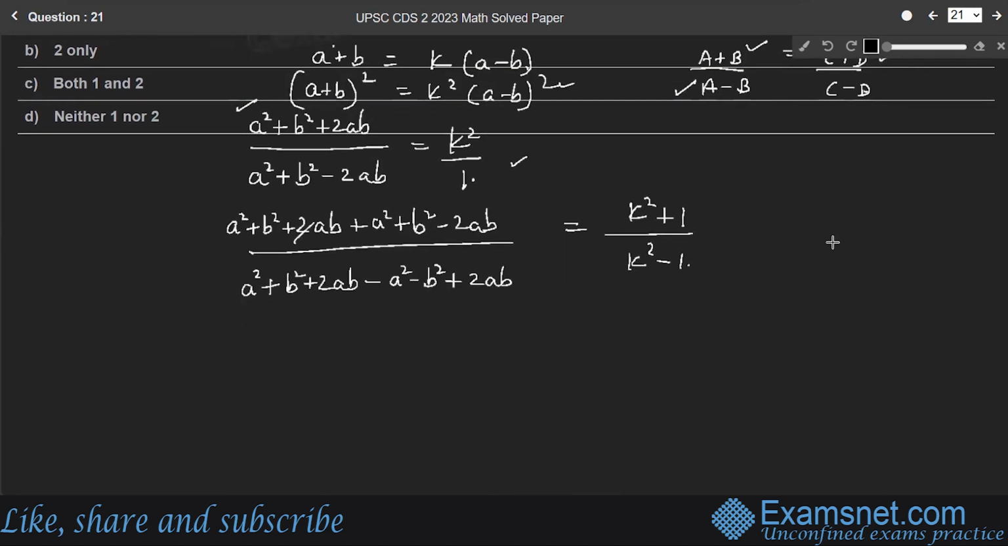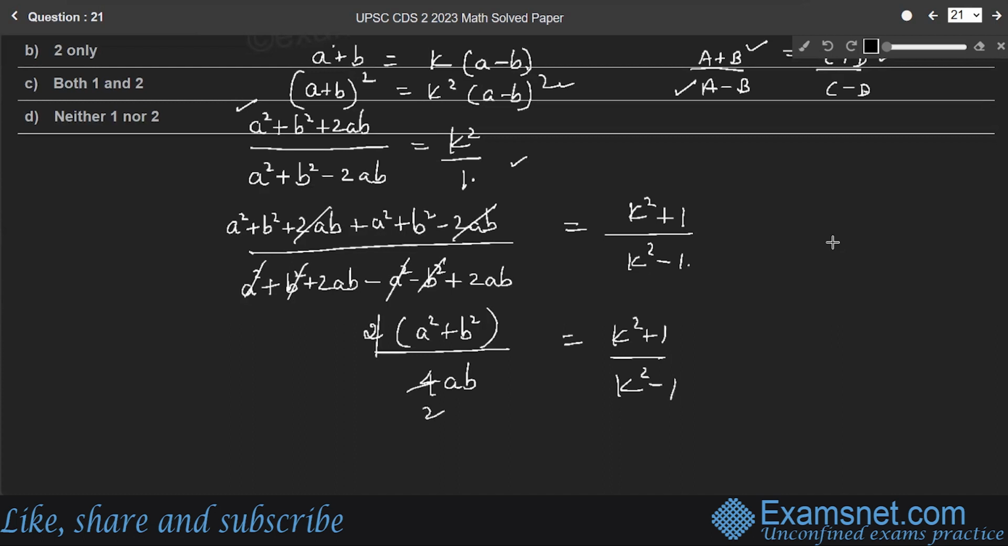Therefore, in the numerator, we can cancel 2ab and minus 2ab. Therefore, we have 2 times a square plus b square. And in the denominator, we can cancel a square minus a square, b square minus b square. Hence, we have 2ab plus 2ab, which is 4ab, is equal to k square plus 1 by k square minus 1. Since k is a constant, k square plus 1 and k square minus 1 are all constants, right? Therefore, we can write a square plus b square is equal to 2 times ab into the remaining parts, k square plus 1 by k square minus 1.